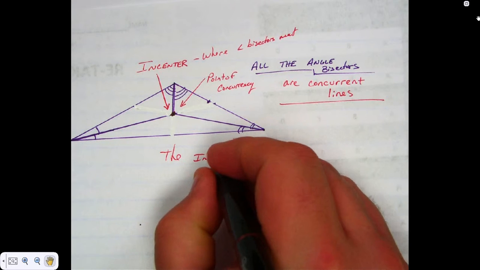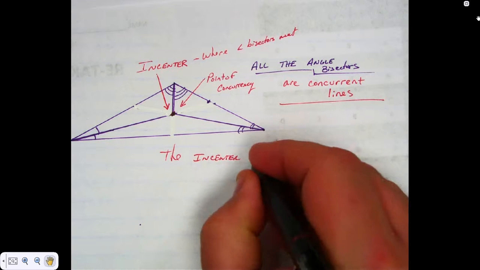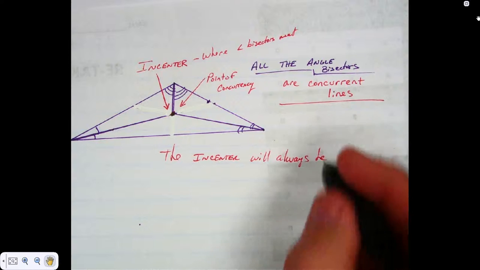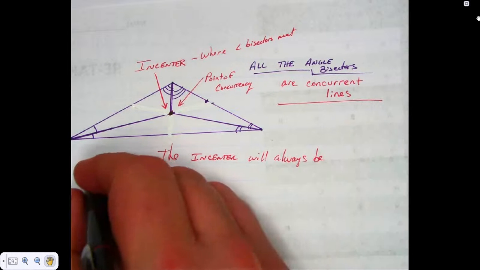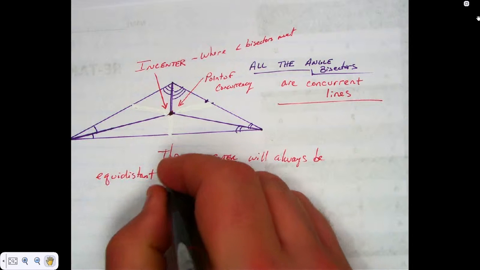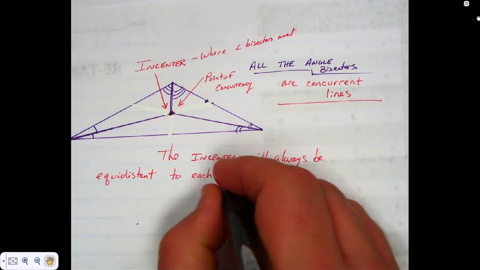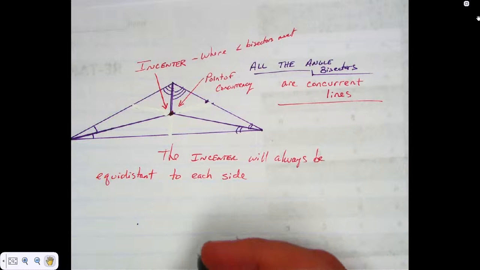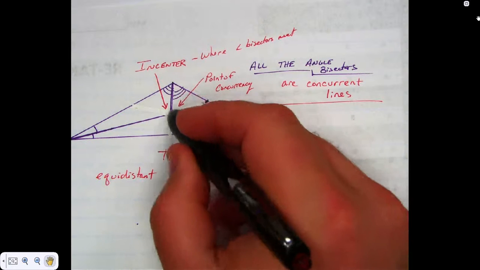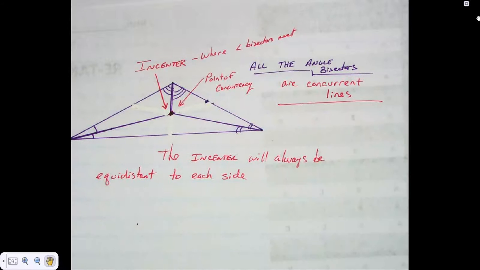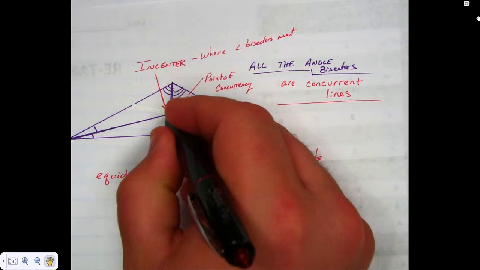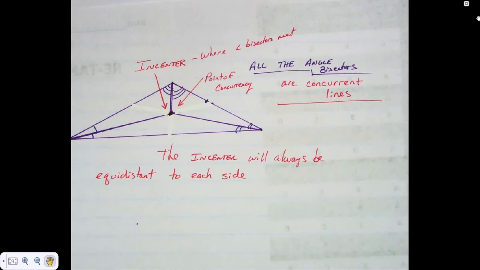The in-center, so write this, will always be equidistant to each side. So if the distance from here to here is 5, what's the distance from here to here? 5. It's equidistant from each side. It's exactly right in the middle of where all the sides are. Okay?